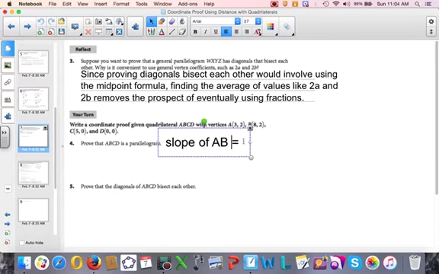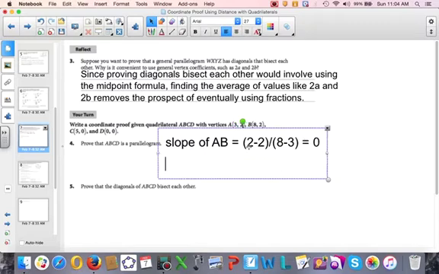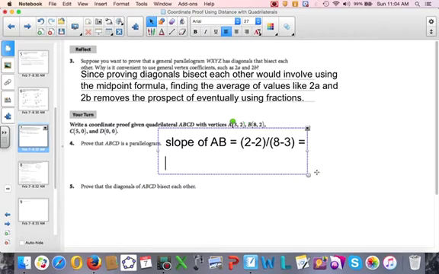So my y values are 2 minus 2 that I'm dividing by 8 minus 3. And this is just going to equal 0.